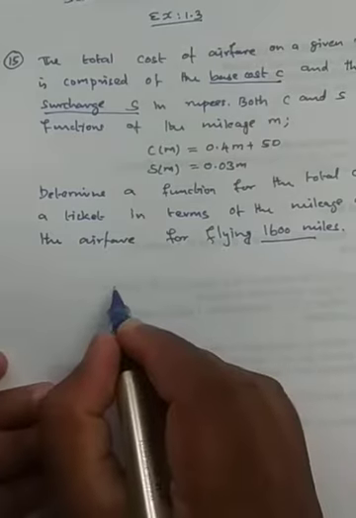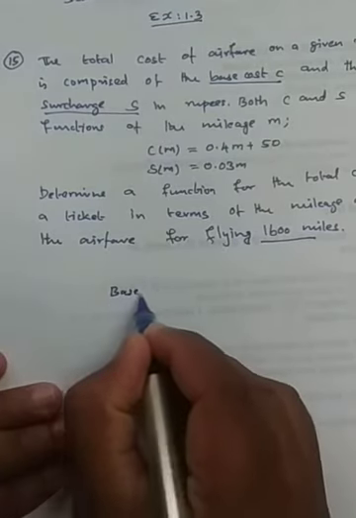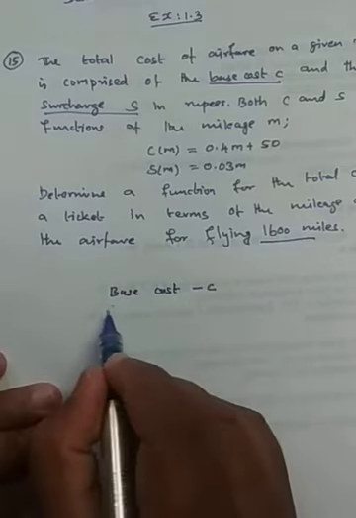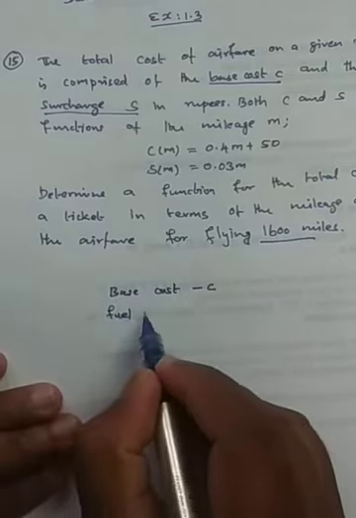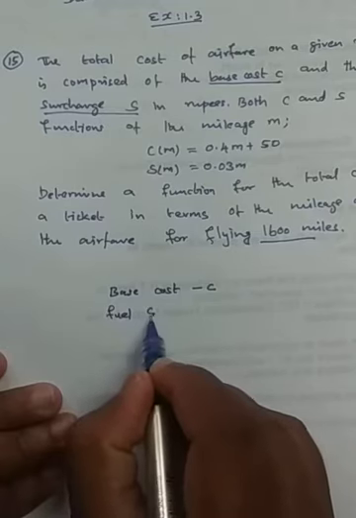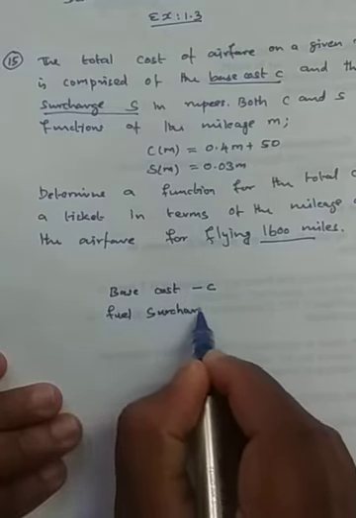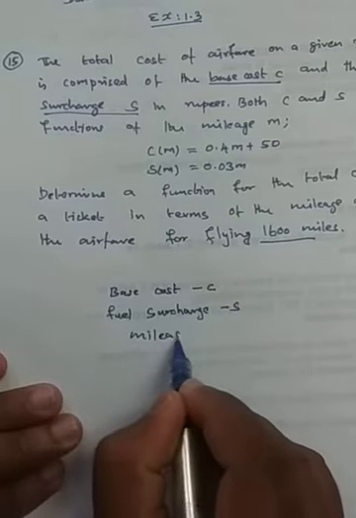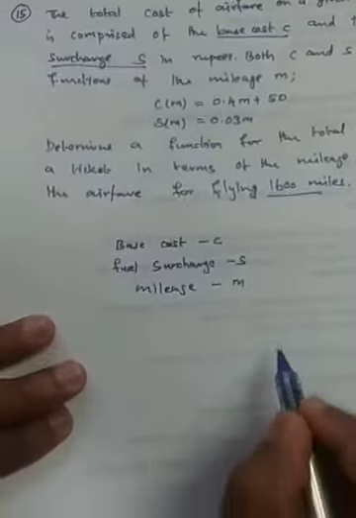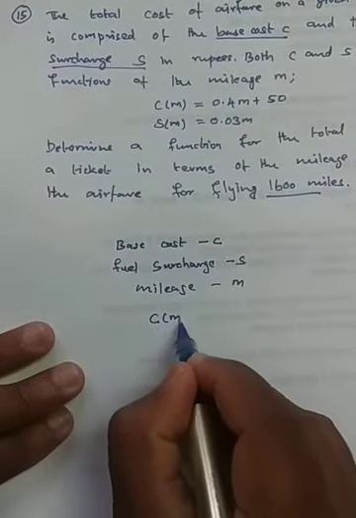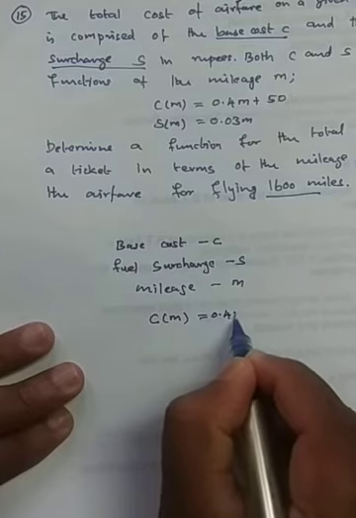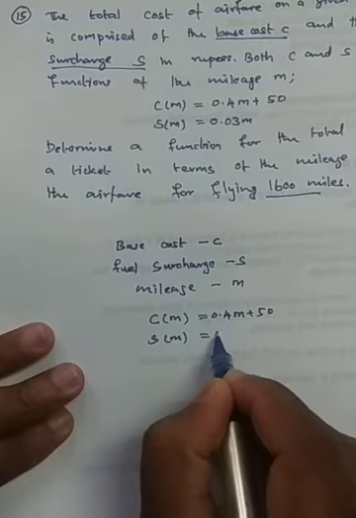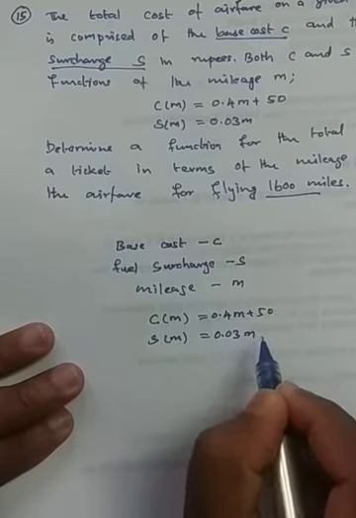So what's the thing? See, we can write base cost is C here, and the next one is fuel charges. Surcharges or charges, both are the same. Fuel charges we are saying S. Mileage here is M. So they have given the function C of M equals 0.4 M plus 50, and S of M equals 0.03 M. That is the thing.